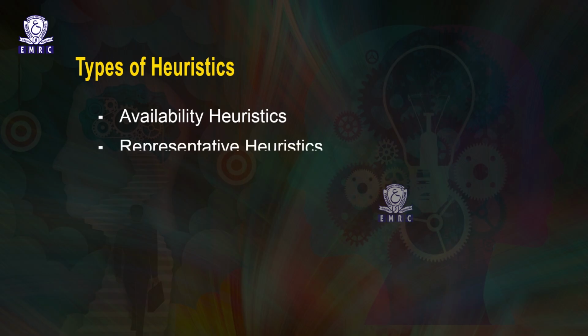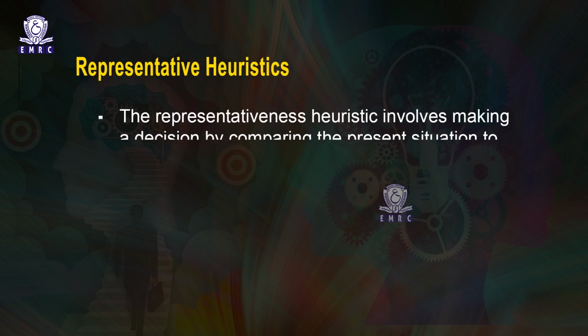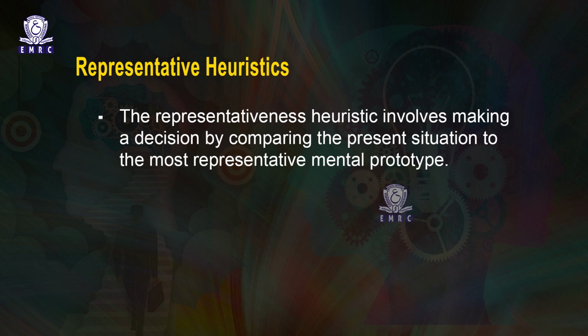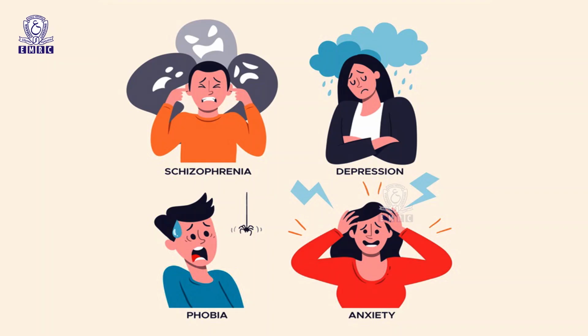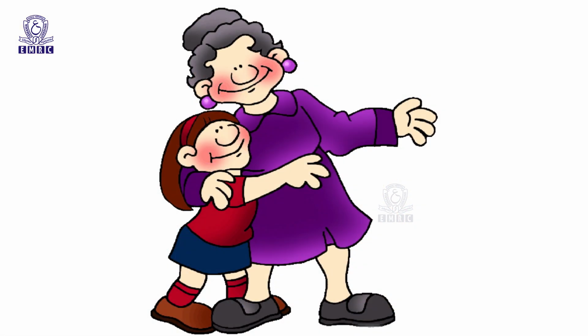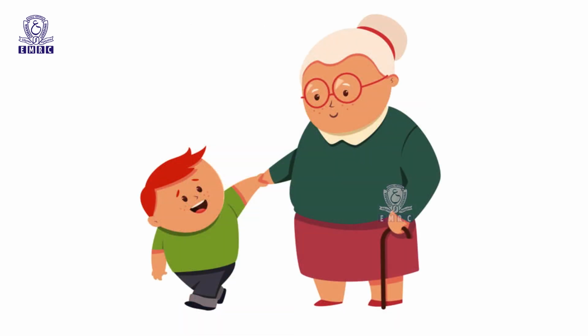The next type is representative heuristic. The representative heuristic involves making a decision by comparing the present situation to the most representative mental prototype. When you are trying to decide if someone is trustworthy, you might compare aspects of the individual to other mental examples you hold. A sweet older woman might remind you of your grandmother, so you might immediately assume that she is kind, gentle, and trustworthy.